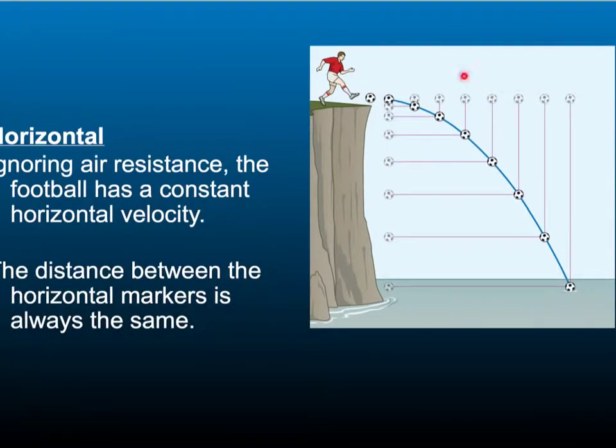If we consider the horizontal velocity, you can see that the distance between each of those balls after the given time interval is the same. That means that because distance is the same and time is the same, the velocity is the same. So horizontally, the object has a constant horizontal velocity.